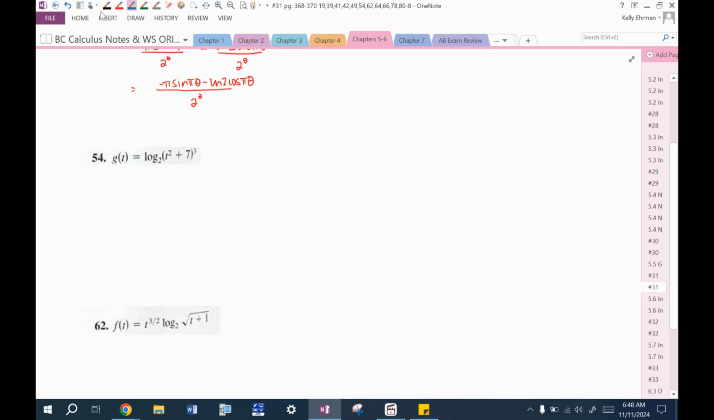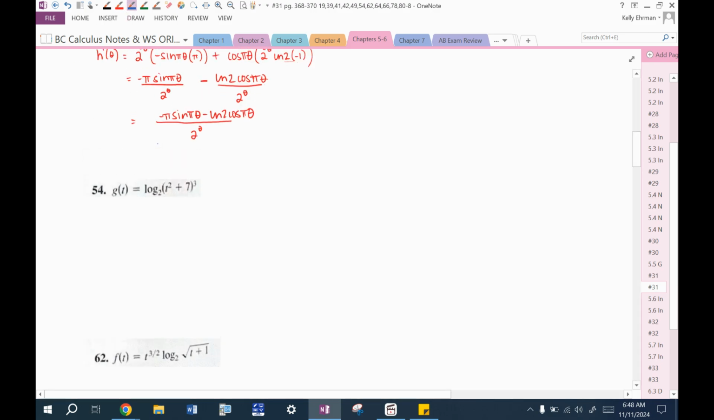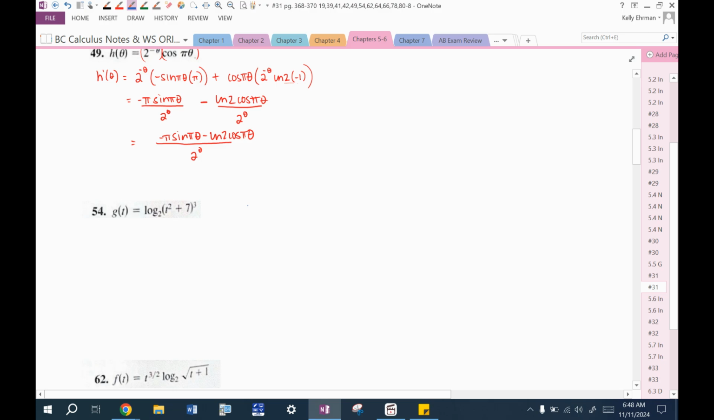All right, now we don't have any rules for derivatives of logs that are not base e. So in other words, we only have natural log rules, right? So the first thing we need to do is work on this a little bit to get it in terms of natural logs. So using change of base formula, the log base 2 of this result is the natural log of the result over the natural log of the base.